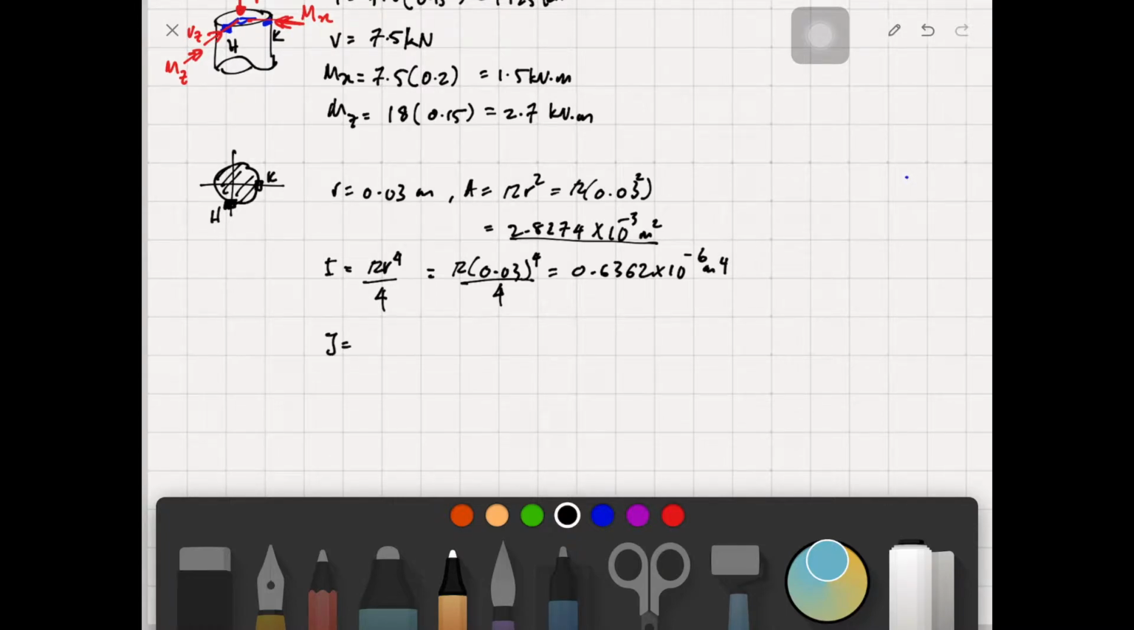J, the polar moment of inertia, will be needed as well, and we can calculate that by using pi r to the power of 4 over 2, or you can say this is just 2I if you like. This is just a simplification, but you can go ahead and plug the value of the radius into your calculator, or you can simply multiply I by 2 to get double of that value. This is 1.2723 times 10 to the power of -6 meter to the power of 4.